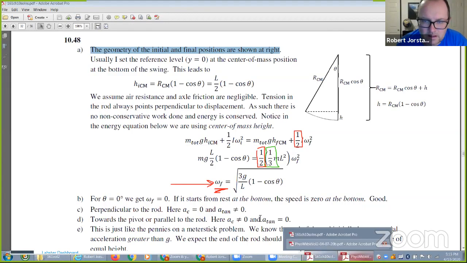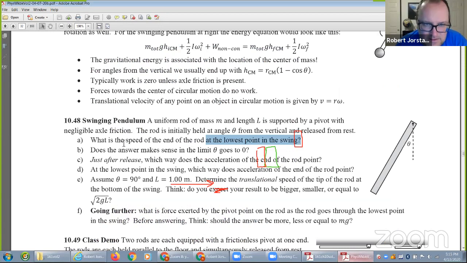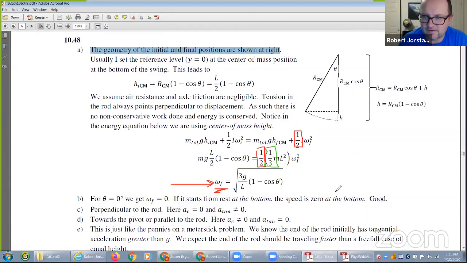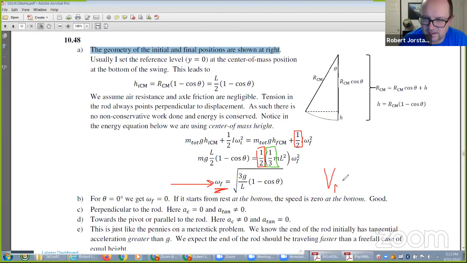Whoops. In this case, I asked for the speed of the end of the rod, so I didn't answer this correctly. Oh, I'm glad we saw this. So I should finish this problem out. There's just one more thing here. V final, this is one I always do in class, so I never noticed the typo. What is the distance? It's the full distance L.